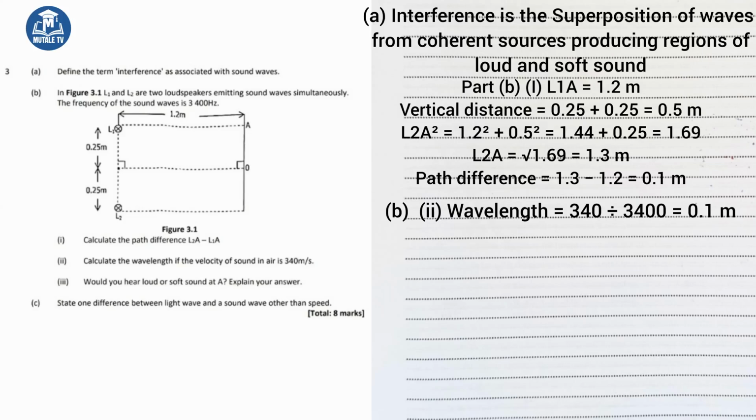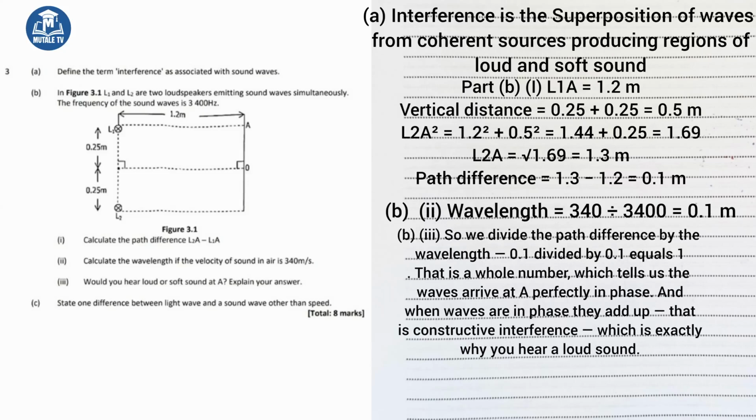Part B Part 3 reads, would you hear loud or soft sound at A? Explain your answer. So we divide the path difference by the wavelength. 0.1 divided by 0.1 equals 1. That is a whole number, which tells us the waves arrive perfectly in phase. And when waves are in phase they add up, that is constructive interference, which is exactly why you hear a loud sound. Put it down like this. Loud sound because the path difference equals one whole wavelength, so the waves arrive in phase and constructive interference occurs. Whole number equals loud. Not a whole number equals soft. That one rule covers every interference question you will ever see.